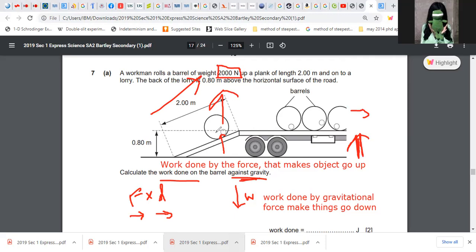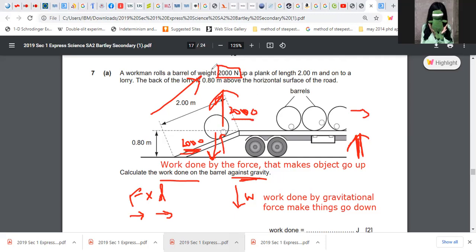Because the weight is downwards, this 2,000 is the weight. But the worker will apply the same force upwards, then it can move up. So if 2,000 is downwards and 2,000 upwards, then what is the net force?